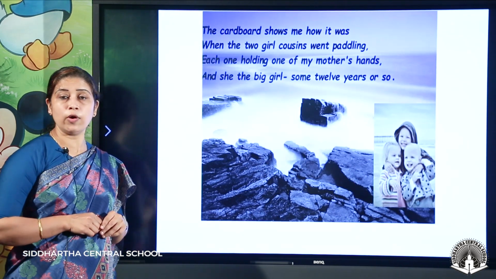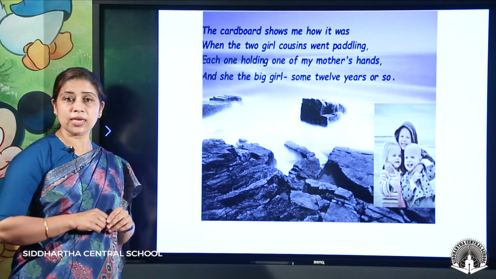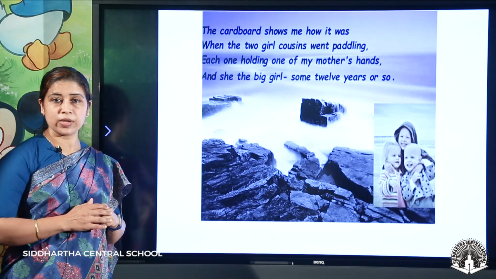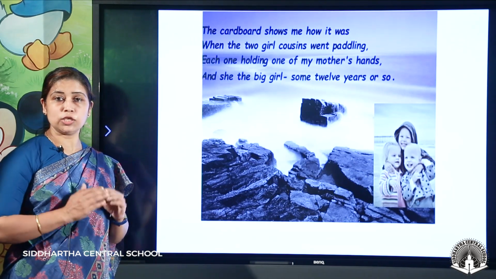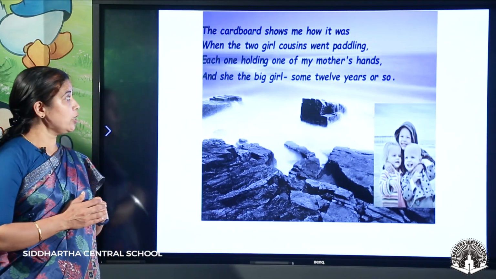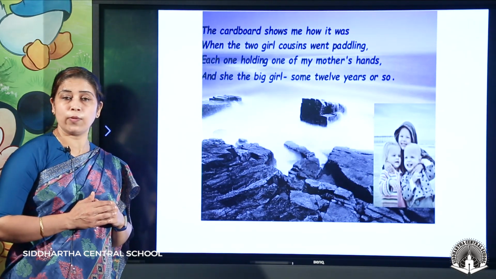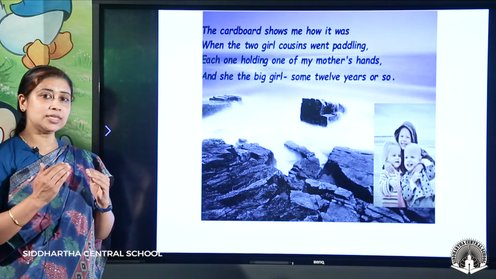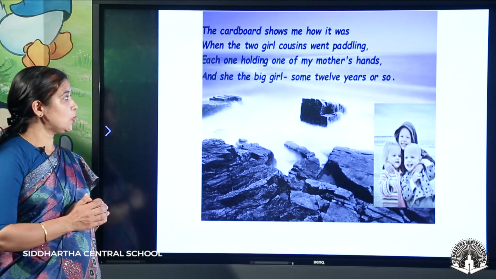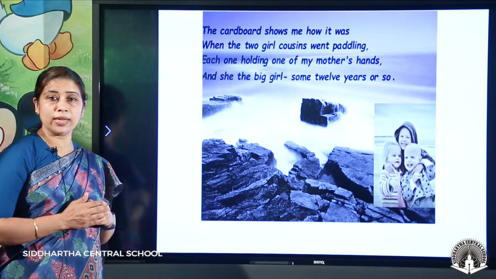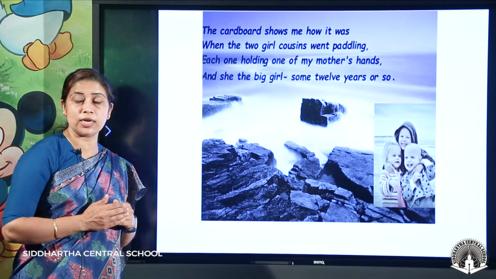Here, the cardboard refers to a thick and stiff paper that keeps the photograph intact. So, the cardboard frame shows the poet how it was. Now, the poet was seeing an old photograph of her mother. And what did she see in the photograph? When the 2 girl cousins went paddling. Here, paddling refers to bathing in shallow water in the sea.